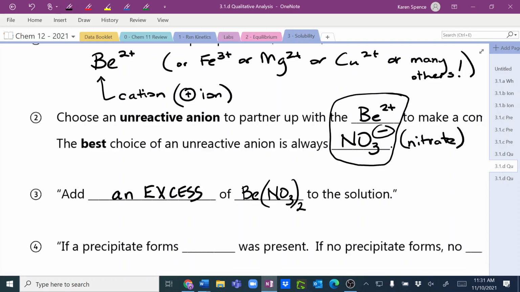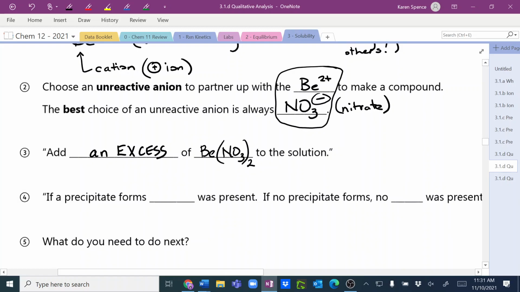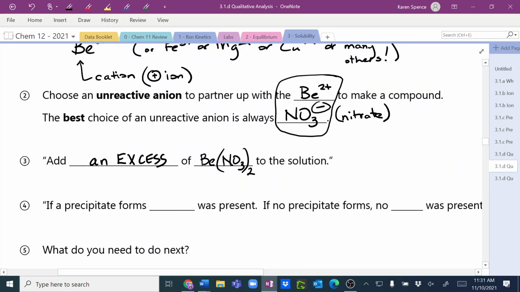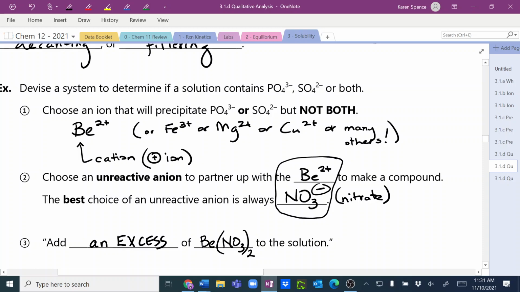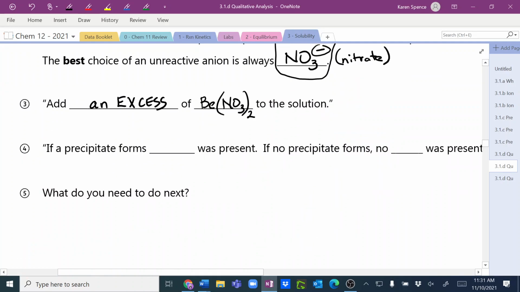Then we make our statements. If a precipitate forms, let's see, what were we precipitating with? The beryllium was precipitating with the phosphate. So if we get a precipitate, we know that phosphate was present. If we did not get a precipitate, then no phosphate was present.